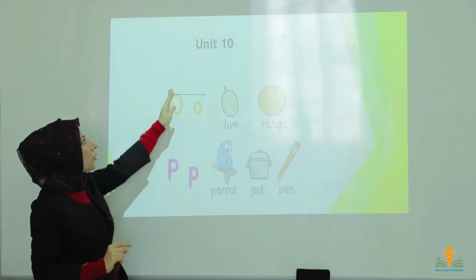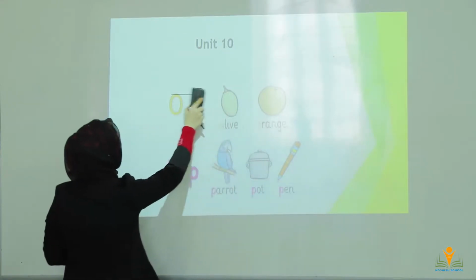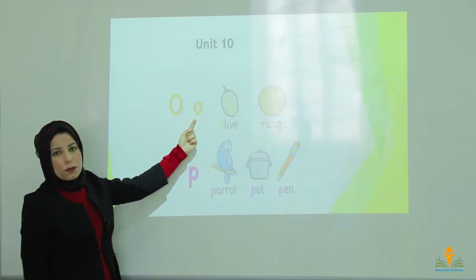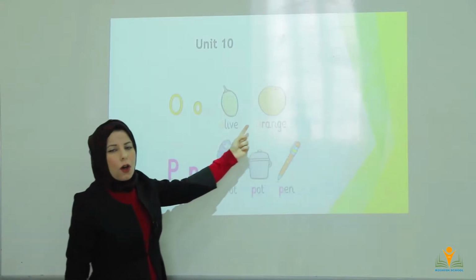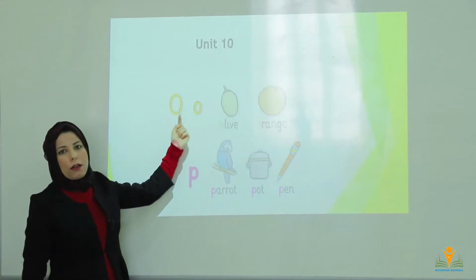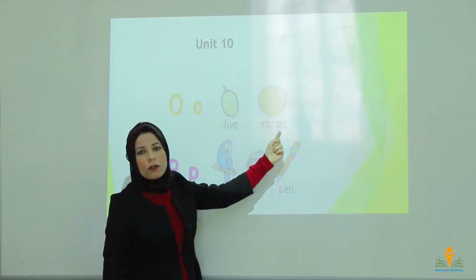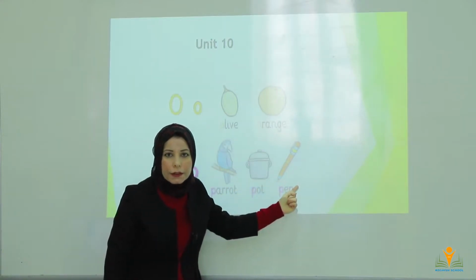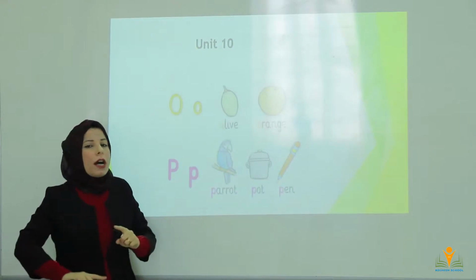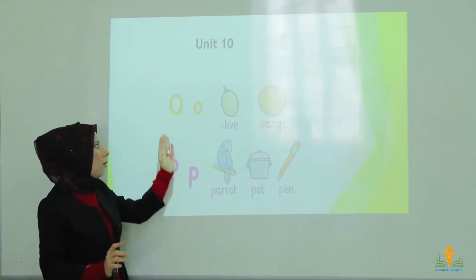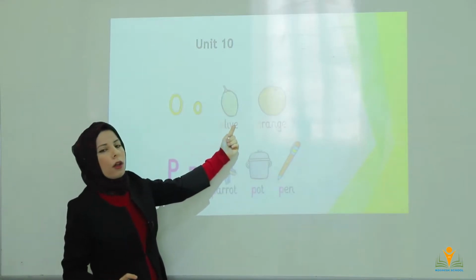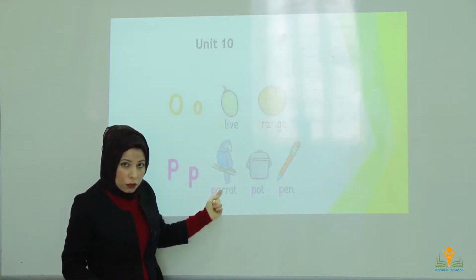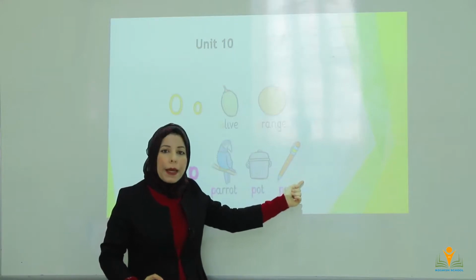Now this one, unit 10. We have another two letters in unit 10. O capital, O small, olive, orange. P capital, P small, parrot, pot, pen. I'm going to read it one more time for you guys. When you watch it, repeat it after me please. O capital, O small, olive, orange. P capital, P small, parrot, pot, pen.